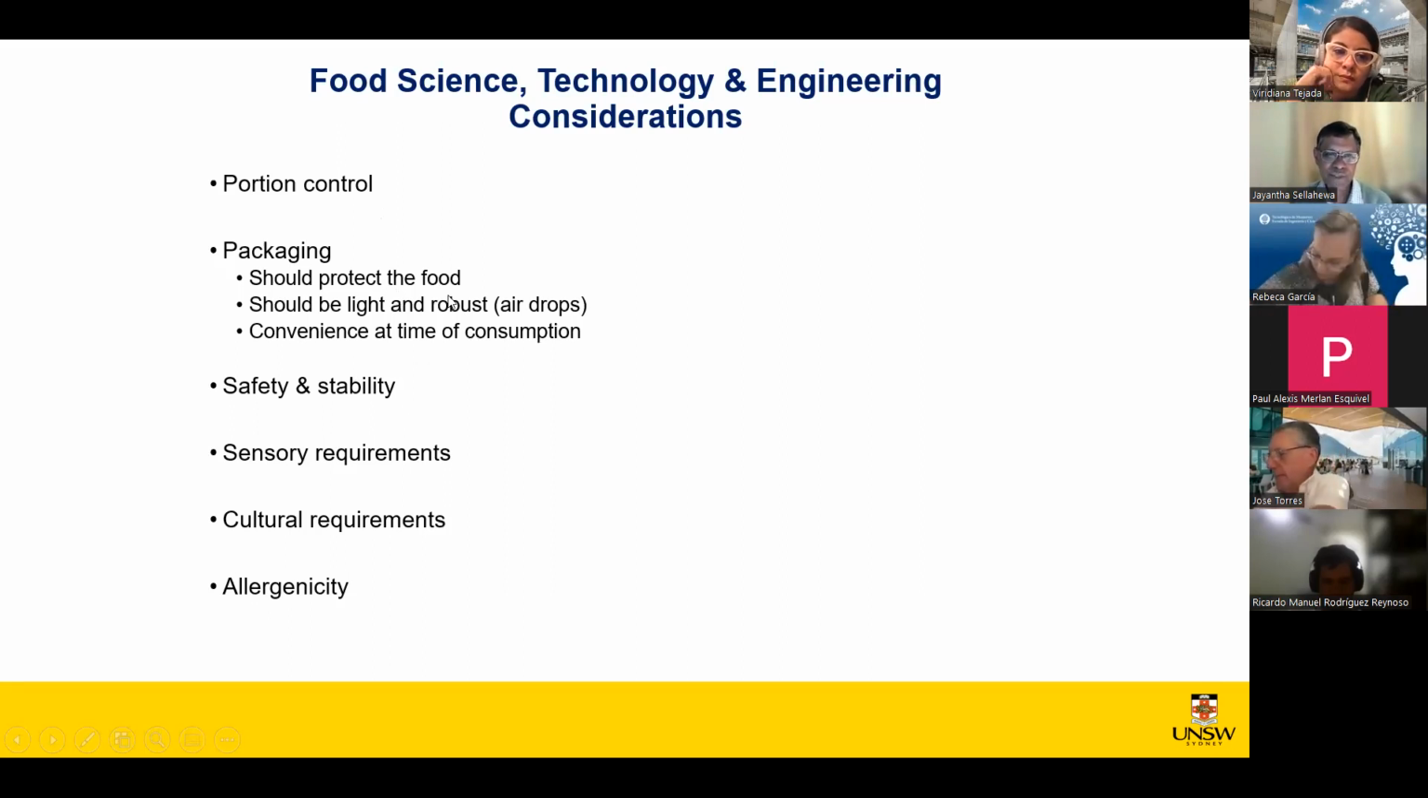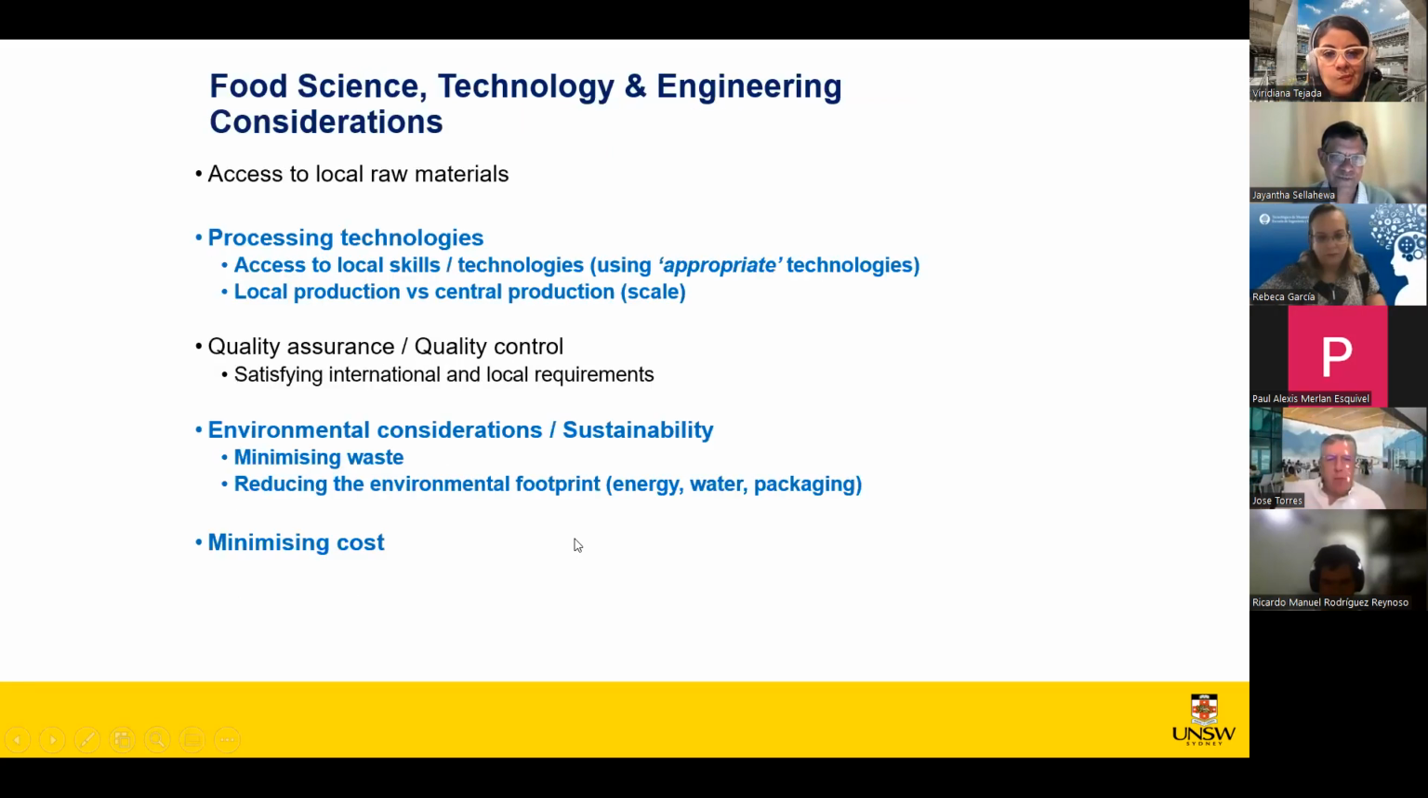Packaging is important, not only to protect the food, but it has to be robust, because you would have seen on TV, sometimes this food is dropped from the air if the agencies can't get to the places because infrastructure is lost. And also, even if it's a refugee or an affected person, you still have to look at the consumer as a consumer and ensure the sensory requirements and the cultural requirements are addressed.